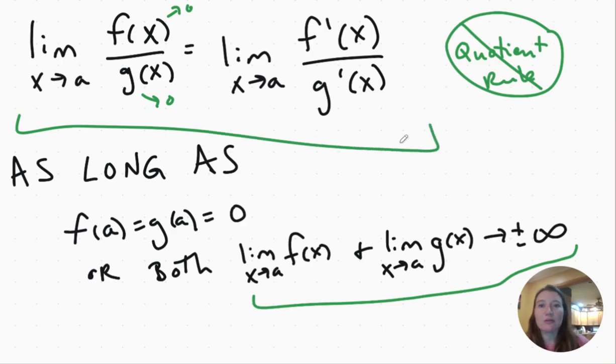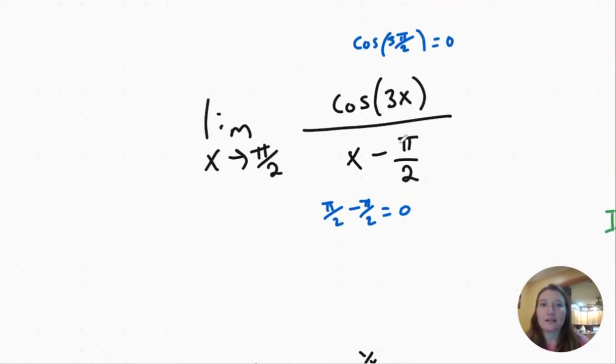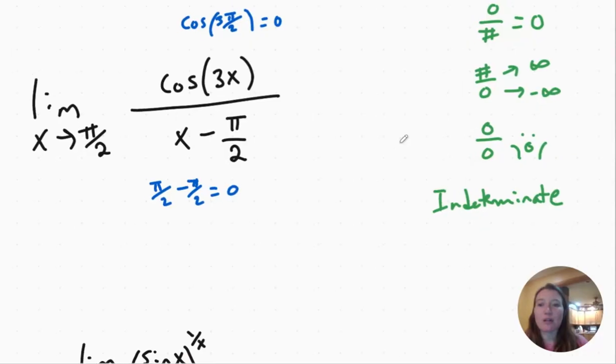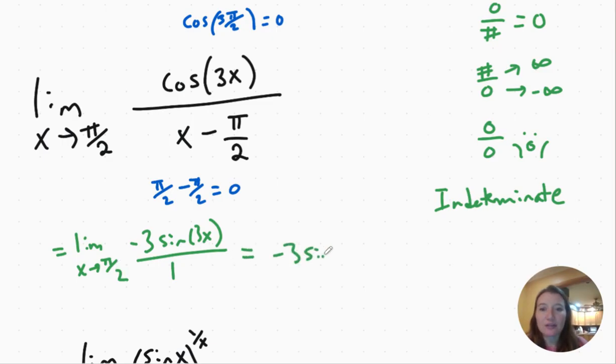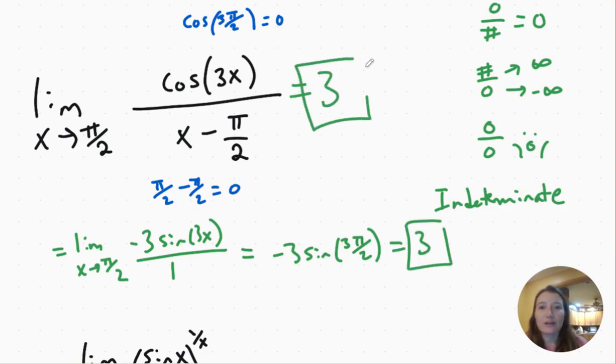We've got a ratio of 0 over 0, and I'm just going to go ahead and apply L'Hopital's rule, which means I need to take the derivative of the top. The derivative of cosine 3x would be negative 3 sine 3x. The derivative of x minus a number is just 1, and now I can plug in negative 3 sine of 3 pi halves. Sine of 3 pi halves is negative 1, so this limit equals 3. It was a 0 over 0 ratio, but we were able to deduce that it equals 3. That's L'Hopital's rule in a nutshell.